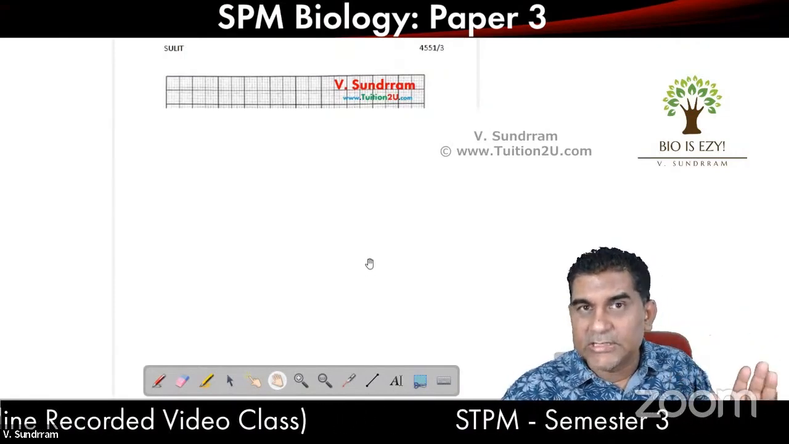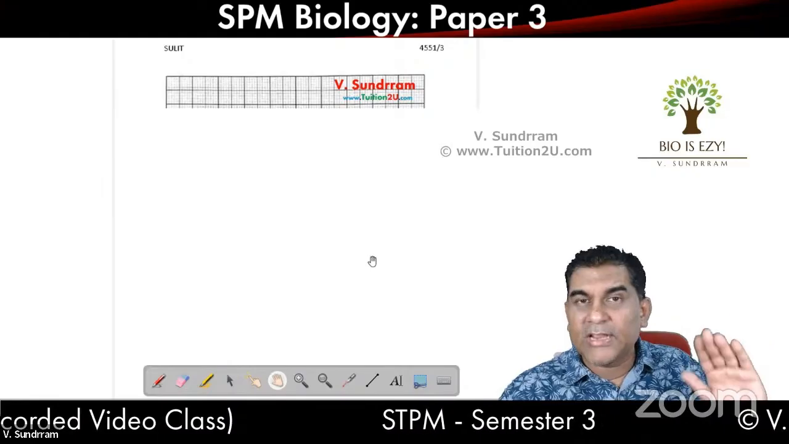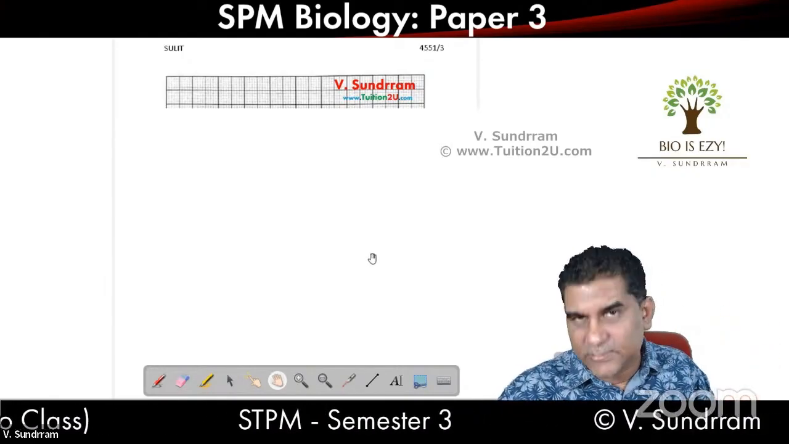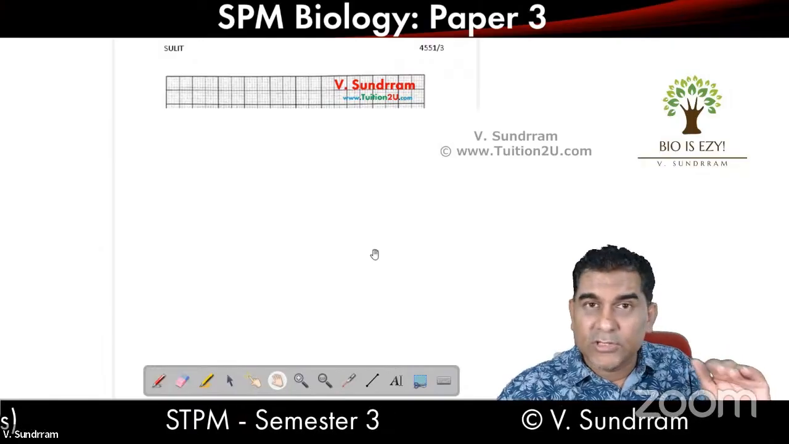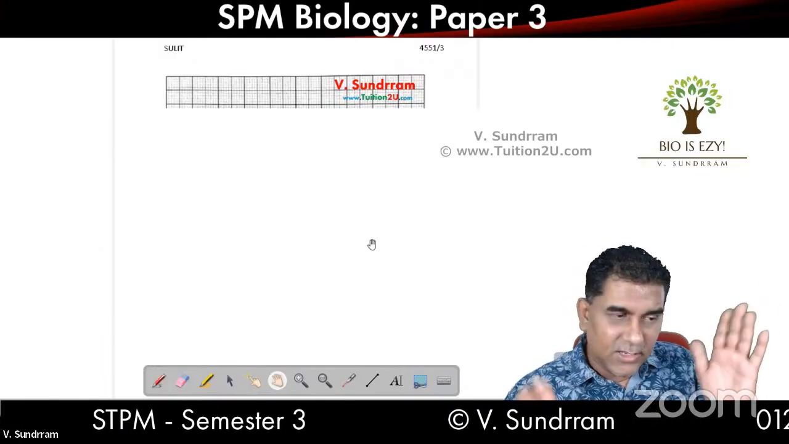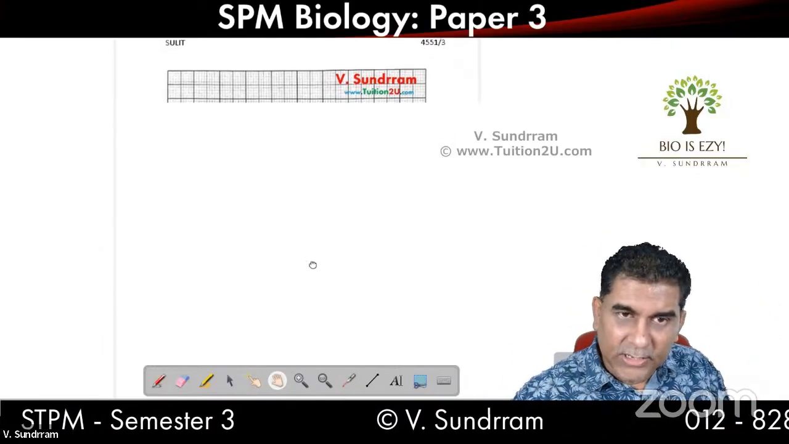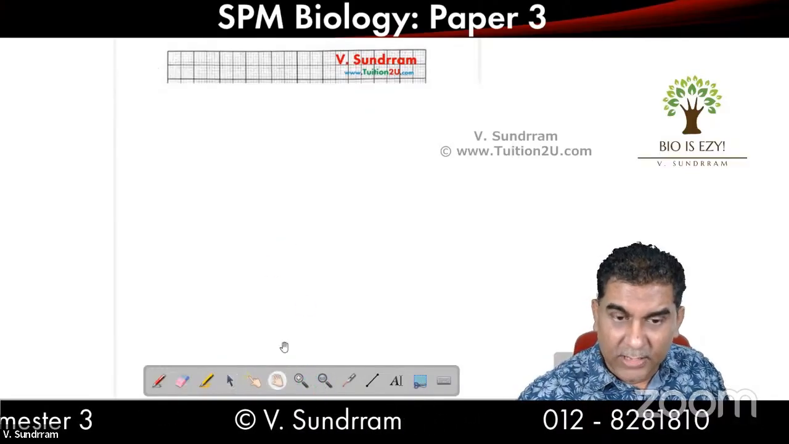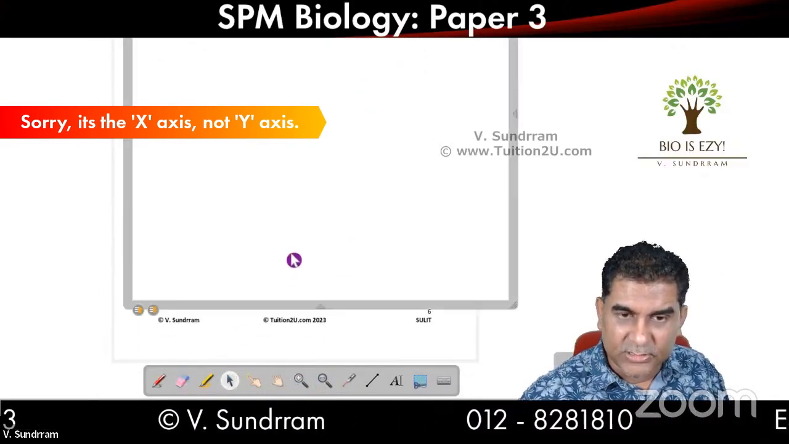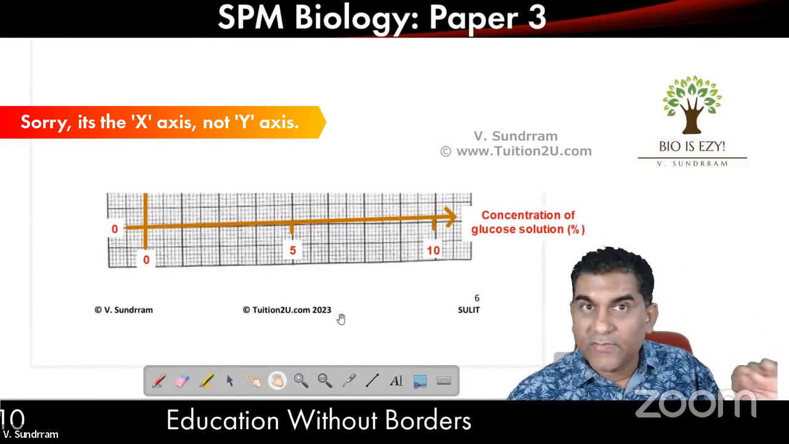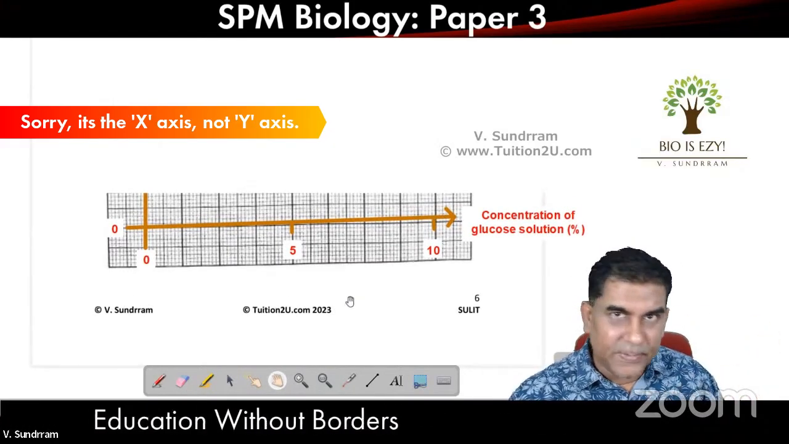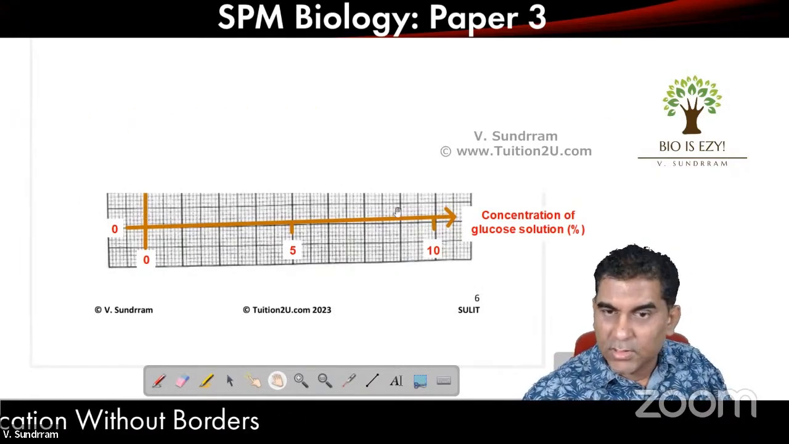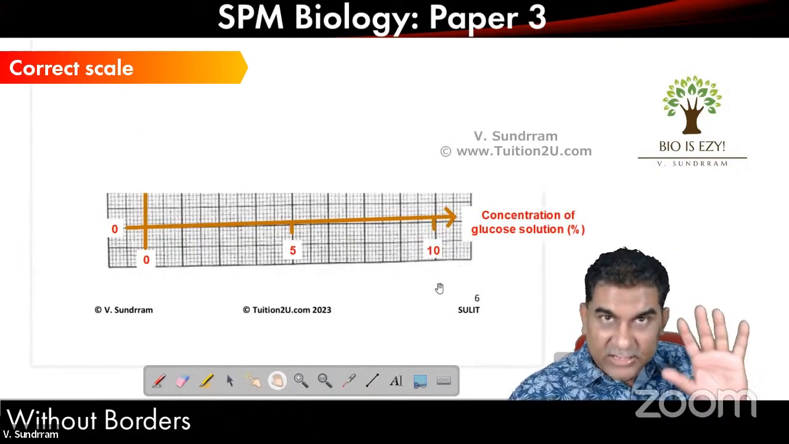General rule is the graph must be more than half of the graph paper. So draw as large as possible. General rule, it must be more than half of the size of the graph paper. So I try to maximize the x and y axis. First we go straight to the x axis. The x axis is at the bottom here. I know the value is only 5% and 10%. So I make the axis as large as possible, so it's almost using the whole of the graph paper.